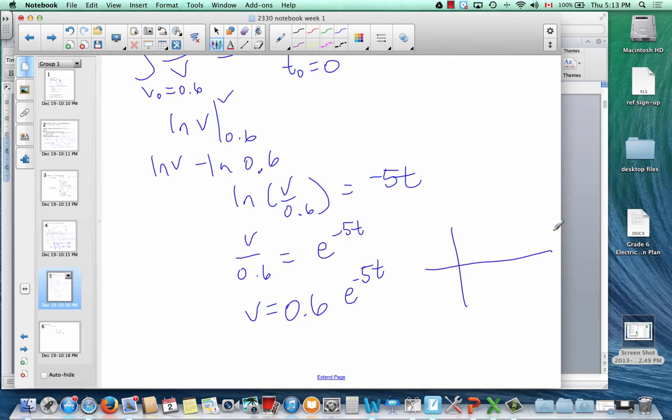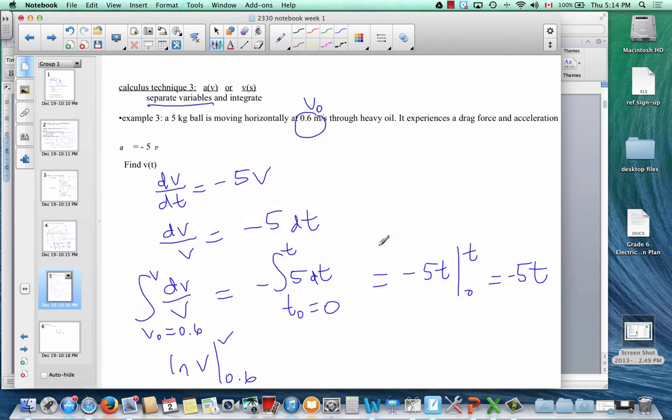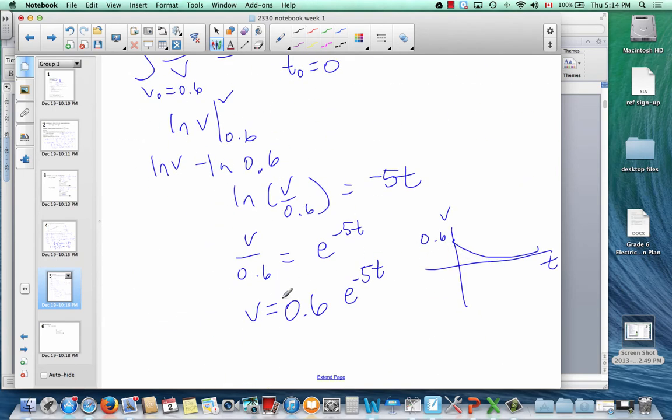Now, as a plausibility argument, we notice that this means that velocity as a function of time is a decaying exponential, which we would expect in the case of a drag force, and it starts off with its initial value, the given 0.6 meters per second, which is entirely reasonable. Okay, so that technique was the separation of variables and then subsequent integration.